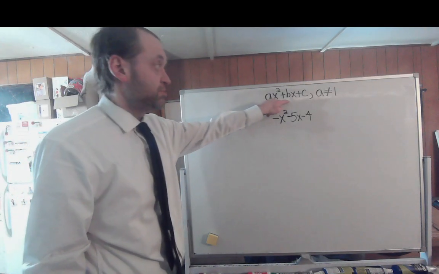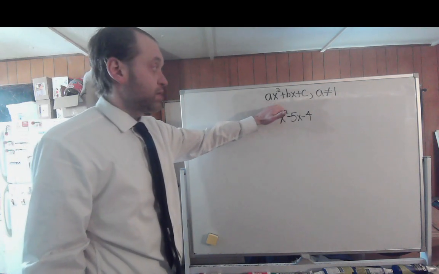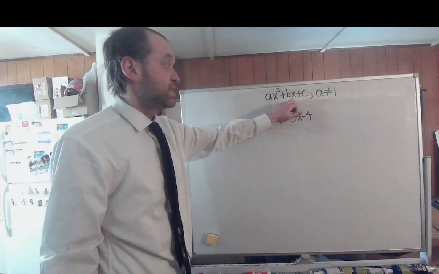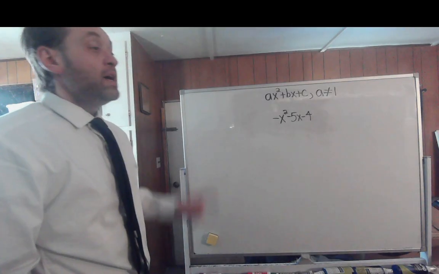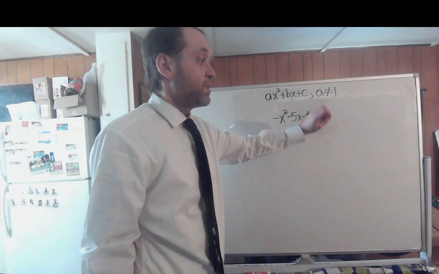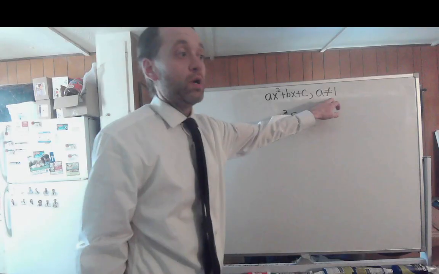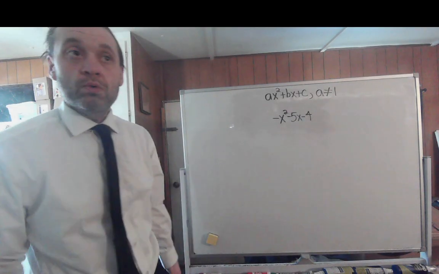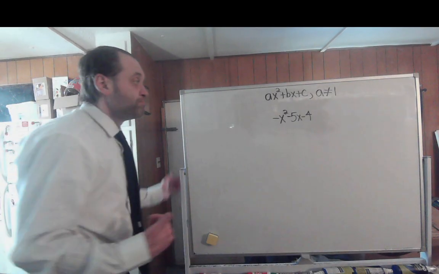ax squared plus bx plus c, where a is your coefficient on the x squared term, b is your coefficient on the x to the first term, and c is some arbitrary constant. This time, however, we're going to do this with that coefficient on the x squared term not equal to 1, so it'll equal anything but 1. We're going to show you how you factor that.